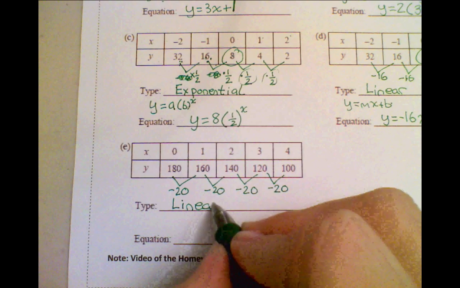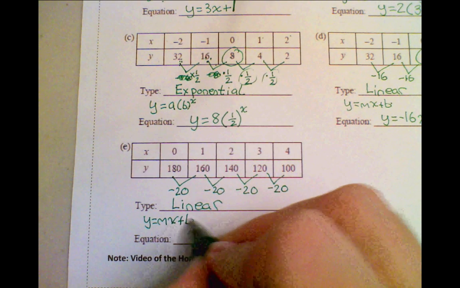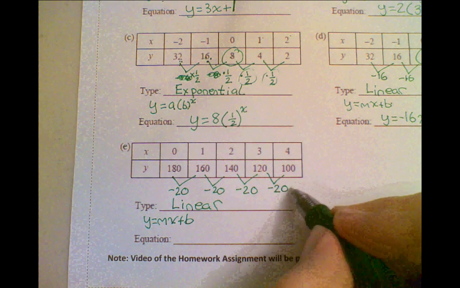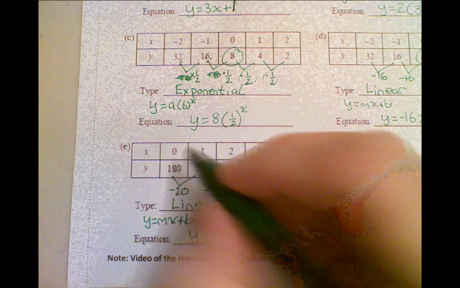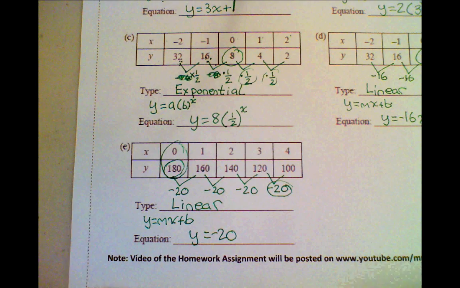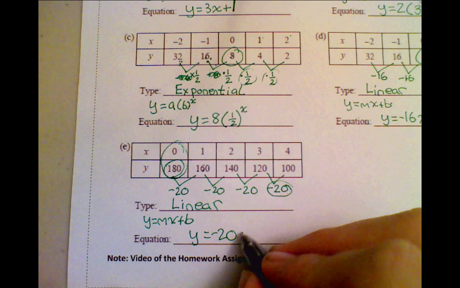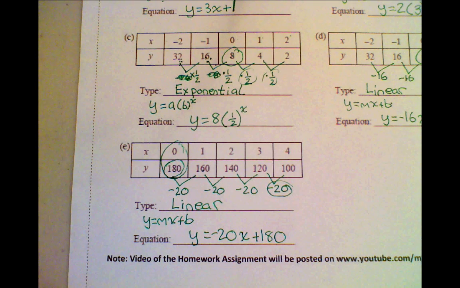So let's write down linear. Now y equals mx plus b again. Okay? The slope is going to be negative 20. So y equals negative 20x. Our y-intercept, our initial value, is going to be 180. And we are done. Okay.